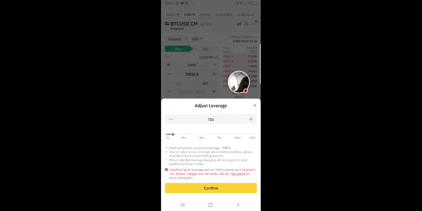So the more you are supposed to gain, the more you are supposed to lose. Now read this red thing. It says selecting higher leverages such as 10x increases your liquidation risk. Always manage your risk level. If you can hear me properly, what this means is that the higher the leverages, the more risk you are taking.